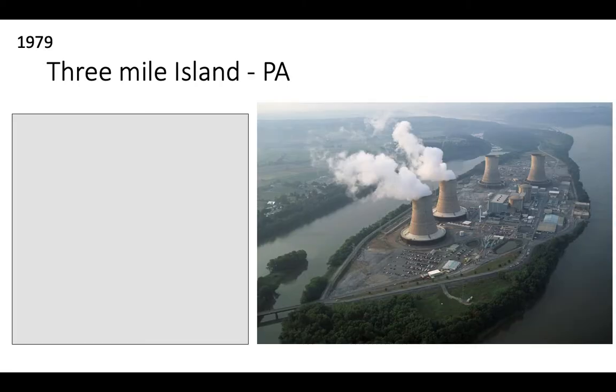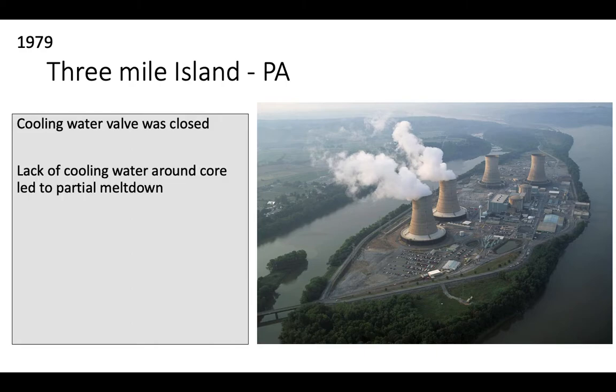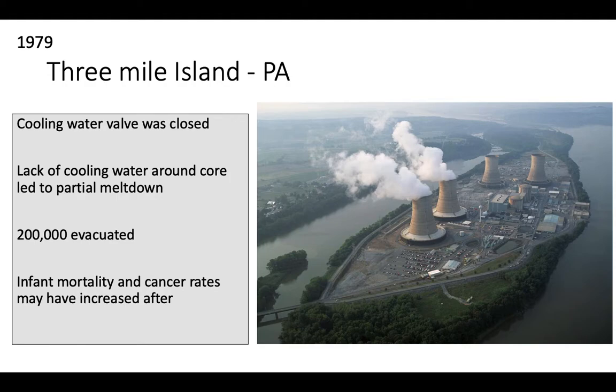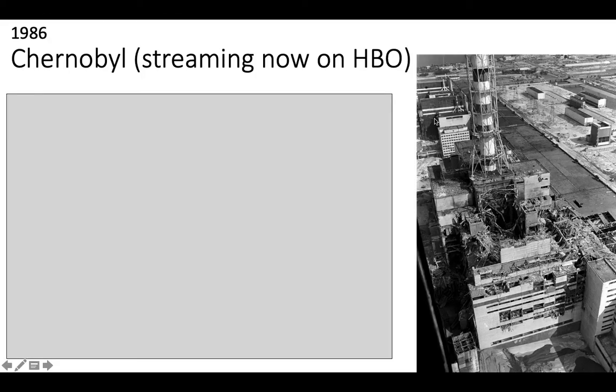Three Mile Island was located in Pennsylvania in 1979. The cooling water valve was closed, so all of that led to a partial meltdown in the core. 200,000 people were evacuated from the area. There's speculation that infant mortality rates and cancer rates have increased in the area afterwards, but it was a relatively low impact. It wasn't like an explosion or anything like that.